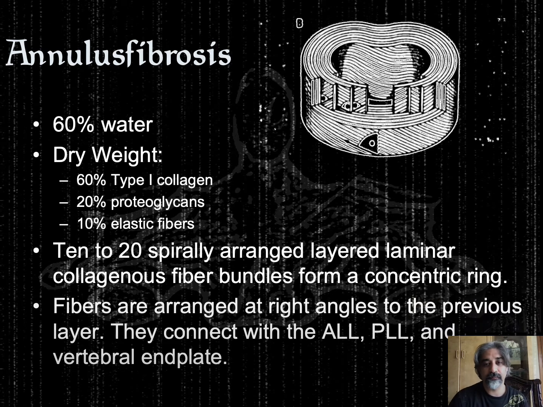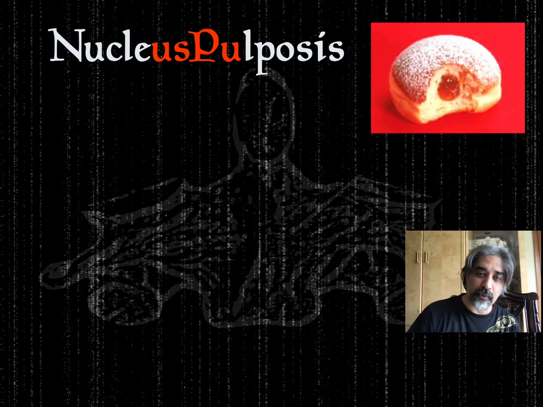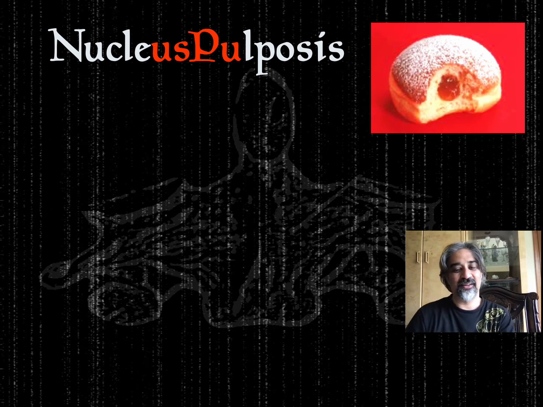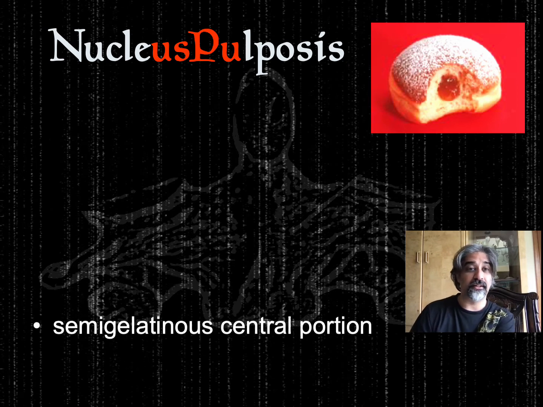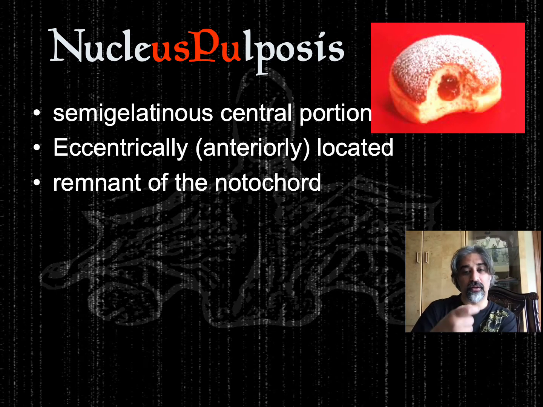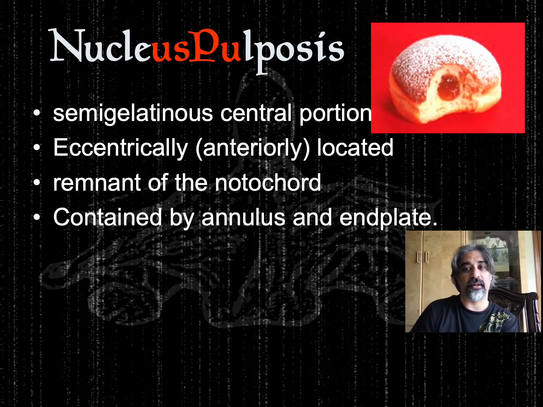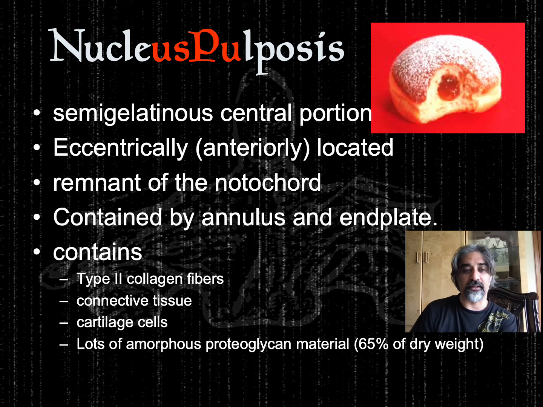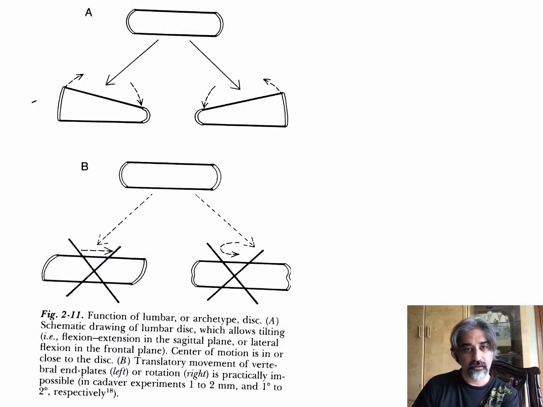The nucleus pulposus, I have this picture of a jelly donut because I tell my patients that it's kind of like the jelly inside of a jelly donut. It's a semi-gelatinous central portion, eccentrically located a little closer to the front, and it's contained by the annulus and the end plate. It contains type 2 collagen fibers, has a lot more water than the annulus does. Just showing you that there can be compression of the disc, and it's normal.